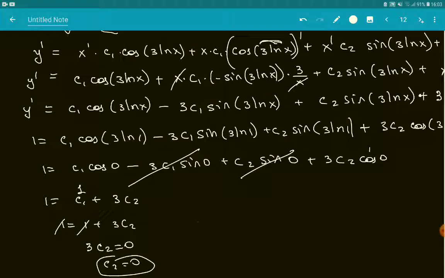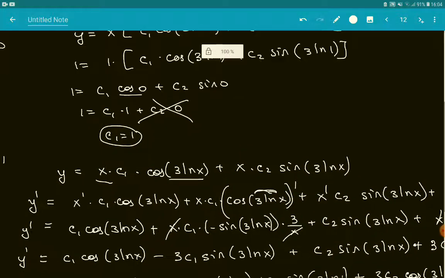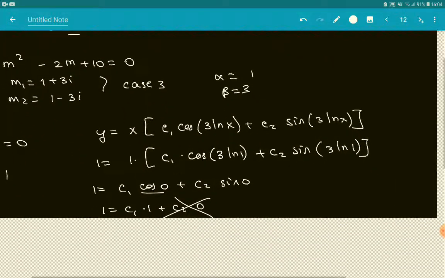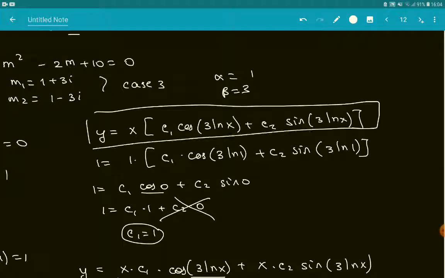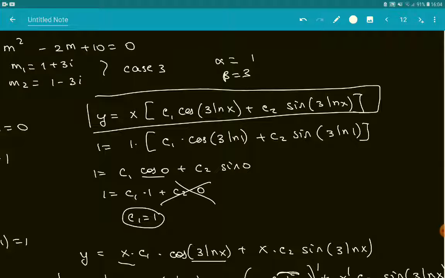Actually we need to go back. Previously, because it was a case, which case was it? Okay, this was case 3, and this was our equation. So let's write the answer from here. y is equal to x multiplied by c1, which is 1, so I just write cosine 3 ln x, plus c2 is 0, so 0 multiplied by anything is 0, I don't write it. That is just the answer. That's all for question 5.